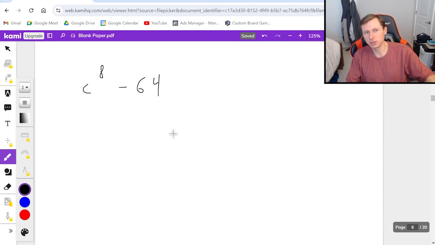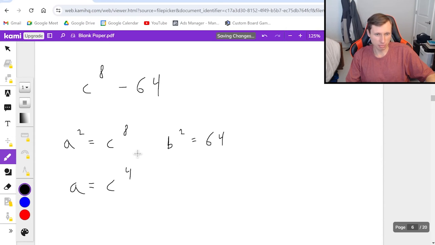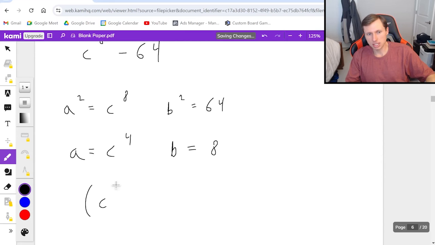And if you're feeling adventurous, you can give it a try. If not, here's the solution. So first, a squared is going to be c to the 8th, and b squared is 64. So then that means a equals c to the 4th, because I divided 8 by 2 to get to the 4th. And b is going to be the square root of 64, which is just 8. So now I have c to the 4th plus 8 times c to the 4th minus 8.